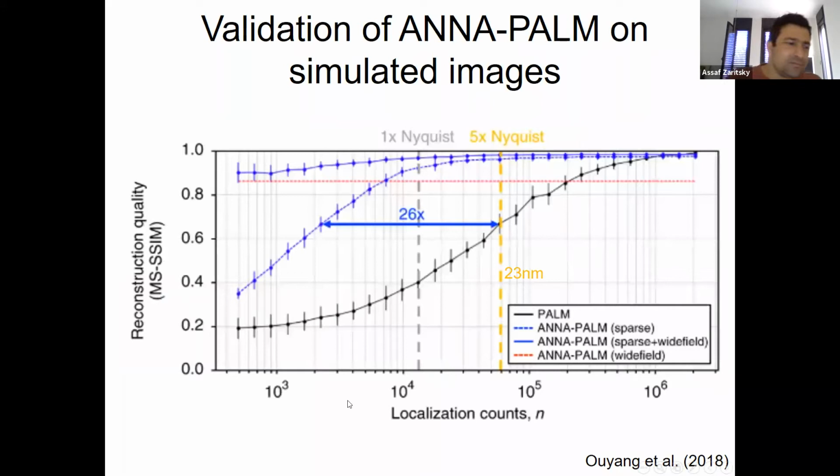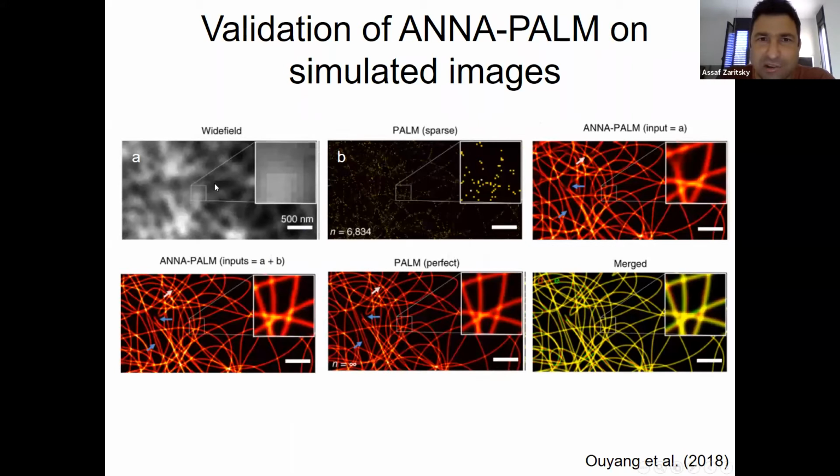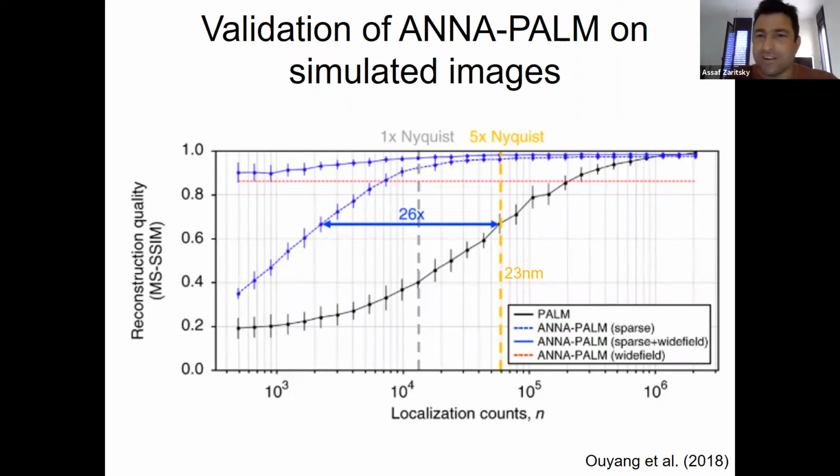Okay, so here is the validation. I told you, I started by confusing you, I think, but this is simulated images. So we know the ground truth, we can get the perfect imaging. What we can see here on the x-axis is the localization count. It goes from 10 to the third, this is 1,000, to 1,000,000 snapshot images of the diffraction limited spot.